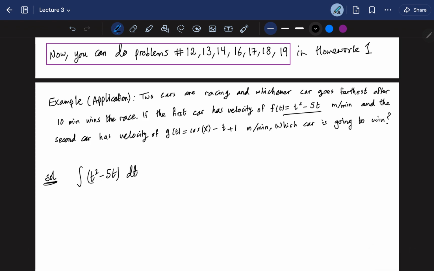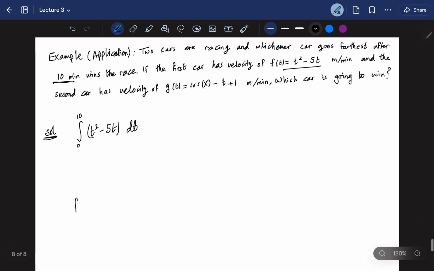But I need to find my bounds. So to find it, I'm going to start at time 0, obviously. But I'm going to stop after 10 minutes, because after 10 minutes, this is when we decide whether car 1 or car 2 won the race. And similarly, I'm going to take the integral from 0 to 10 of the velocity of my second car.